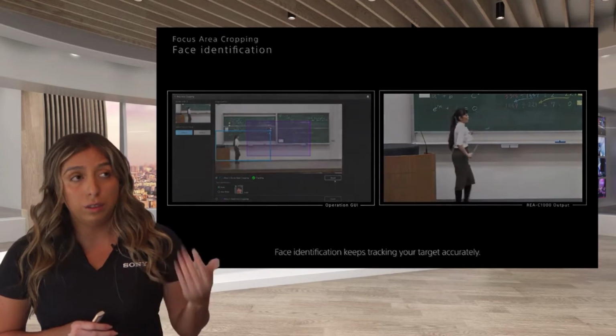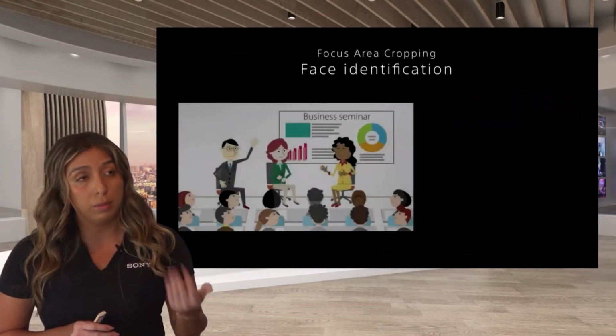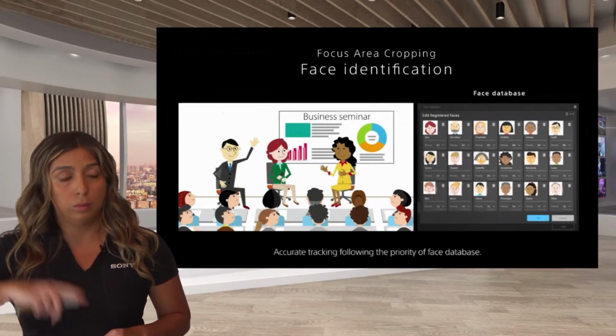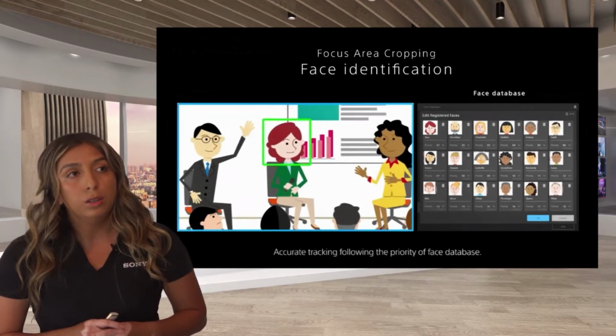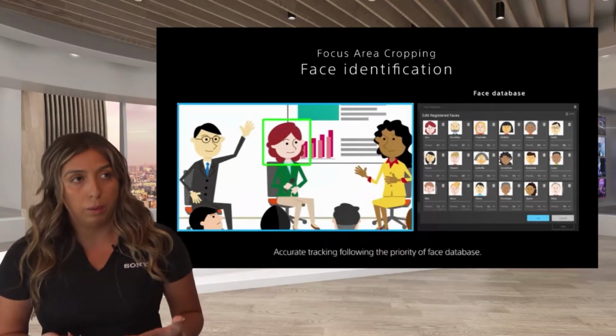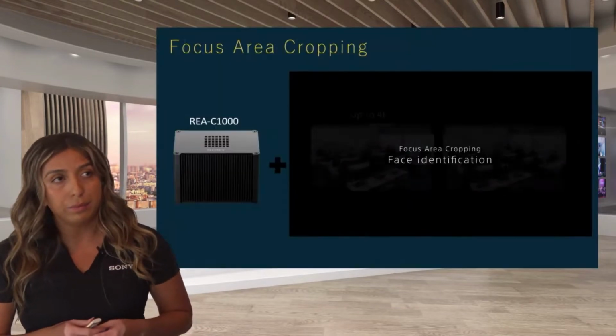If she leaves the field of view or someone with a higher priority comes into that space, it will basically switch over to that tracked person. So it's kind of a way to combat multiple people using that space.